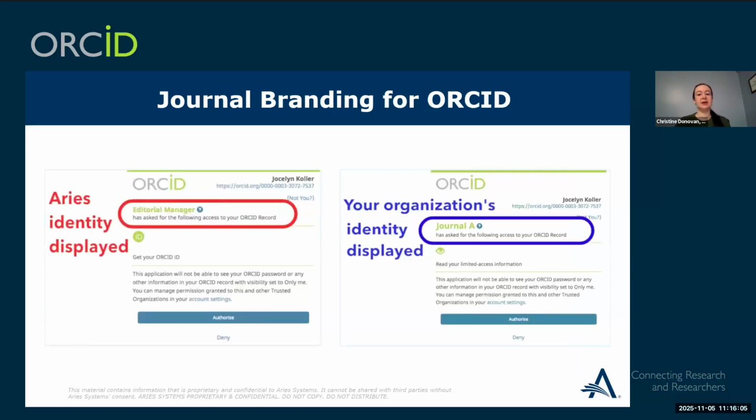So when a user begins the process to retrieve an authenticated ORCID identifier, EM sends a request to ORCID, which results in the presentation of an ORCID pop-up page. The ORCID page includes a statement, such as "Editorial Manager has asked for the following access to your ORCID record," to let the user know the identity of the organization requesting the access. A publication can opt to have its own ORCID organization identity appear on this page, which enables users to easily identify the requesting organization. To discuss configuring this in an EM site, please contact your Aries account coordinator.